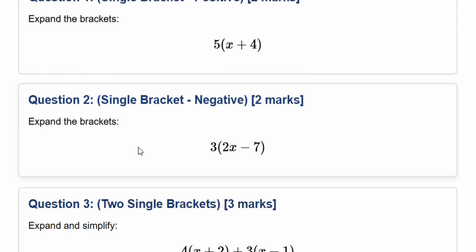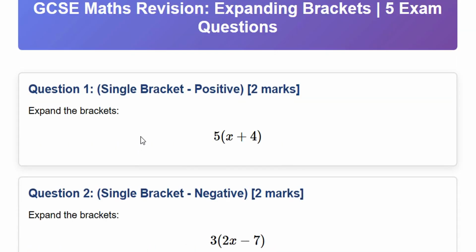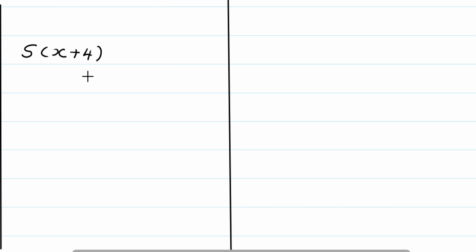So we can start with question 1, where we are told to expand the brackets, which is a single bracket. And we have 5 into x plus 4. To expand these brackets, you take the value outside the brackets, which is 5, and you multiply it with every value inside the brackets. In this case, we have 5 and x inside the brackets, so it will be 5 multiplied by x, which is 5x, then plus this 4 here, 5 multiplied by 4, which is 20.